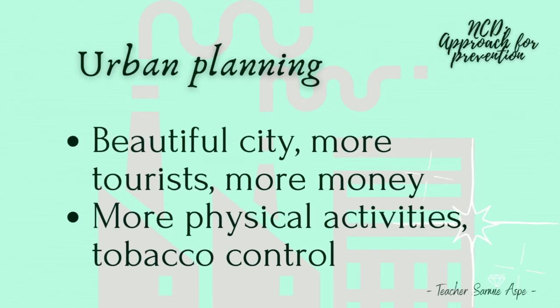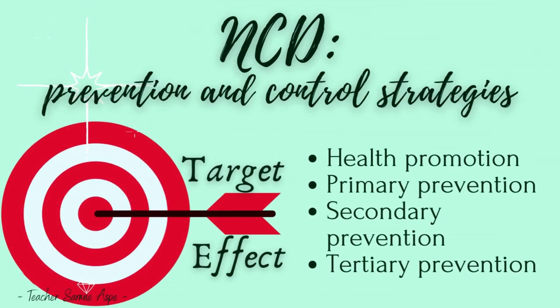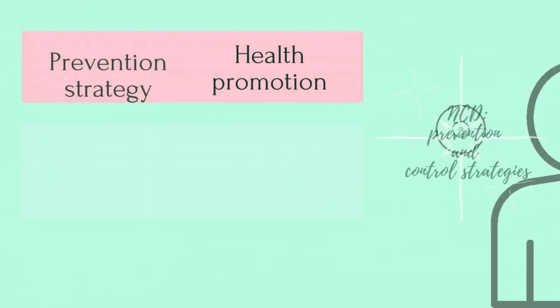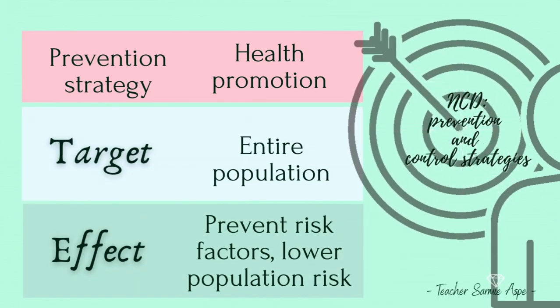Urban planning: beautiful city, more tourists, more money. More physical activities, tobacco control. Non-communicable disease prevention and control strategies. We have the target and the effect. For health promotion, primary prevention, secondary prevention, and tertiary prevention. For the health promotion, the target is the entire population, and for the effect, it prevents risk factors, lower population risk.